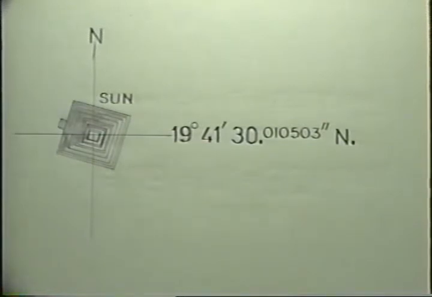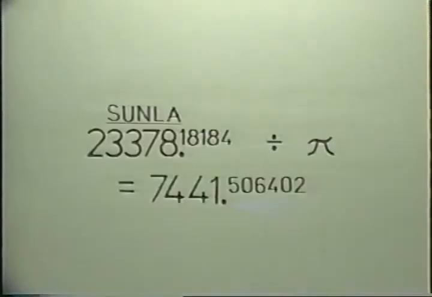And the sun finally speaks. I am a pi multiplex, and I will show anyone why I am where I am, if they know my language. As for the matrix proper, the sun addresses it from its grid latitude of 23,378.18184. The access key is, of course, pi. Divide it by pi itself, and we find the 7441.506 square foot area of Stonehenge.